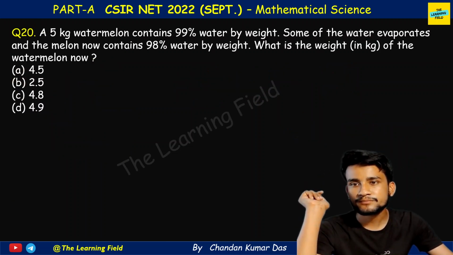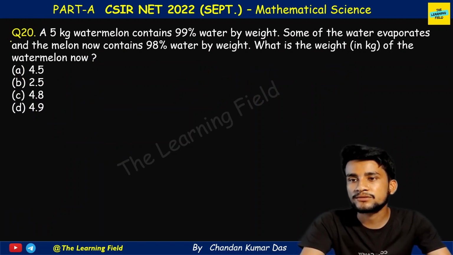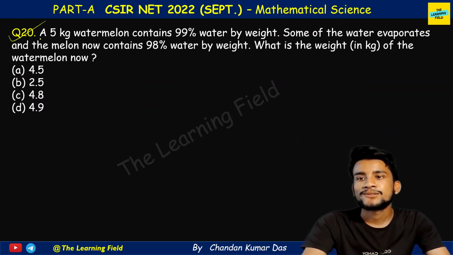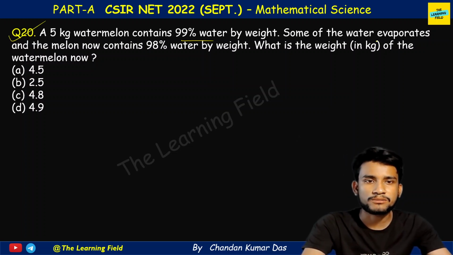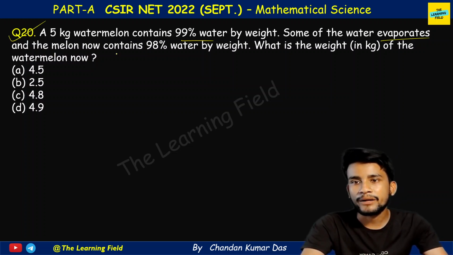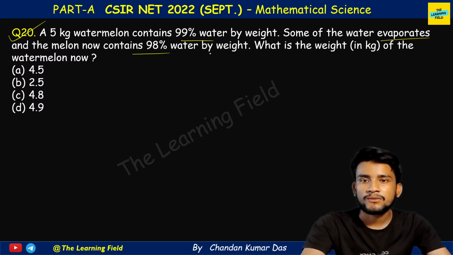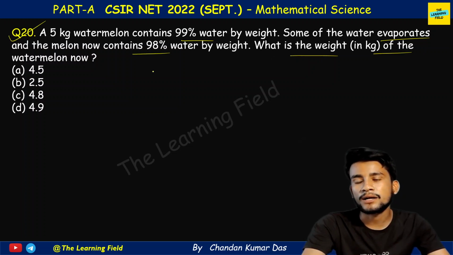Okay. Next question and last question for today's session. So it says that a 5 kg watermelon contains 99% of water by weight. Some of the water evaporates and the melon is now 98% water by weight. So what is the weight in kg of the watermelon now?